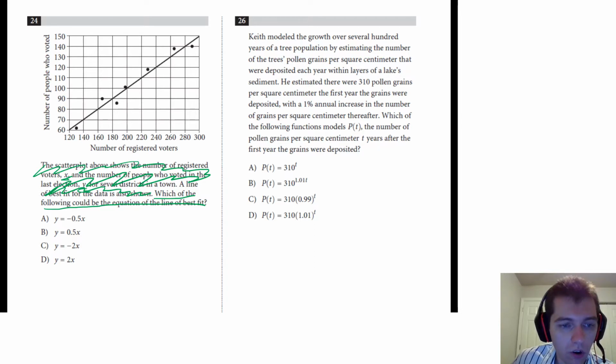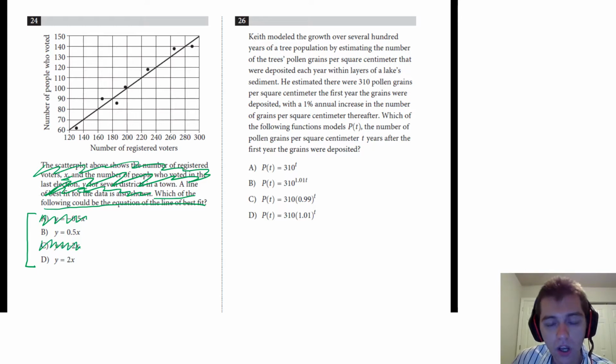So you look at all of the solutions. None of them have an intercept. The only thing they're interested in is the slope. And right away you can see that as x is increasing, y is also increasing, so the slope must be positive. Right off the bat you can throw out a, it's negative. You can throw out c, it's -2. Neither of those slopes are going to be correct. The only thing you have to determine now is is the slope 0.5 or is the slope 2?